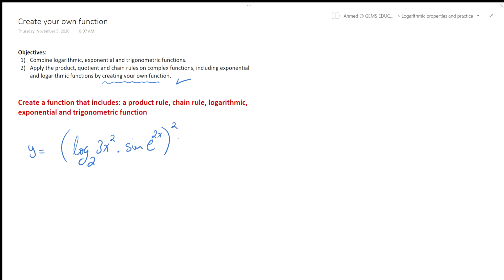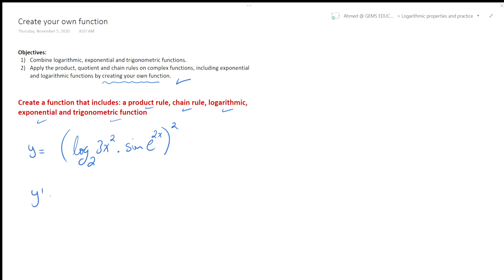When I look at it, there is a power of 2 over the whole thing, so the chain rule is applied. There are two functions multiplied, so the product rule is applied. There is a logarithmic function, right there. There is an exponential function, yes, e to the power of 2x. There's a trigonometric function, yes, it's the sine.